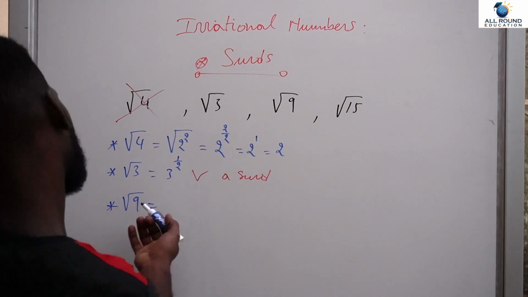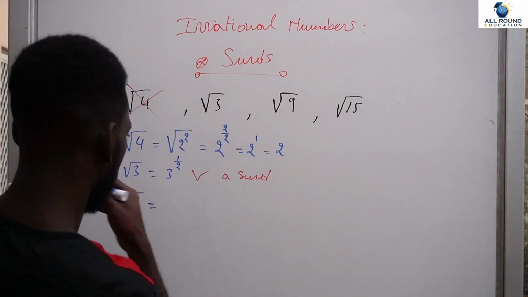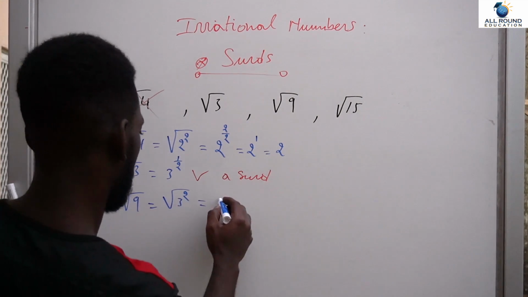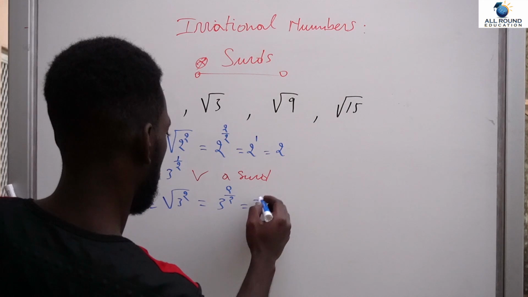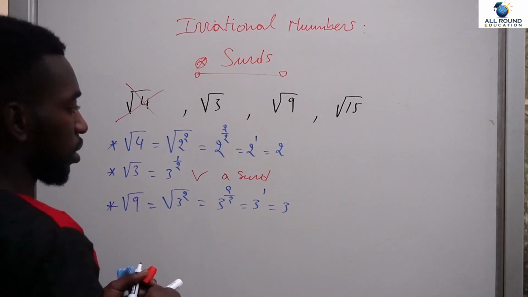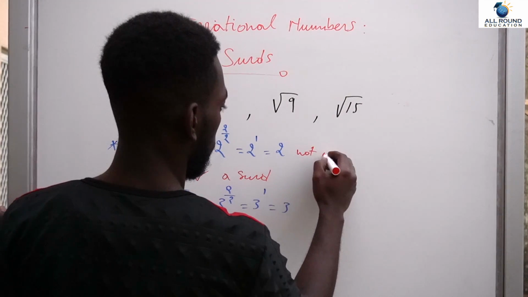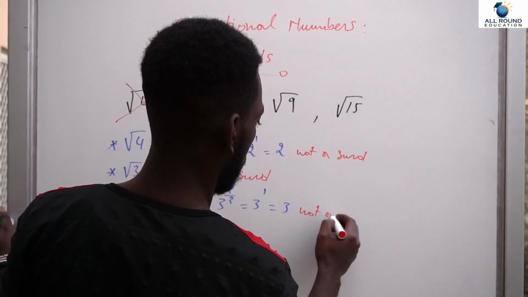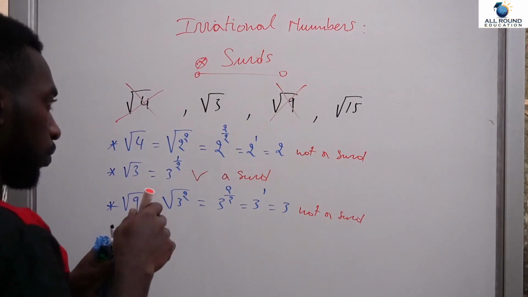Now we could check square root of 9. How could we write this? Can we write it as a whole number? Yes, we can. This is the same as 3 squared to the power of 1 over 2, which is 3 to the power of 2 over 2, which is the same as 3 to the power of 1, which is 3. Therefore, square root of 9 is not a surd.